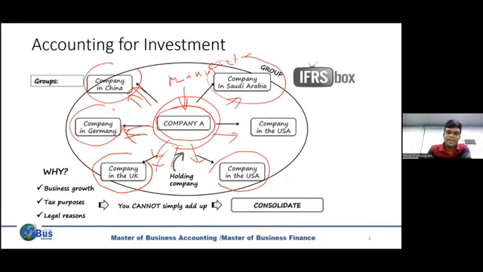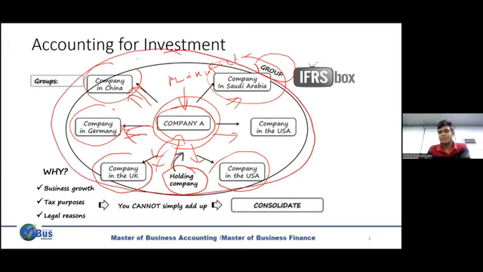And my company A, which is holding the shares of these companies, we call the holding company, or we can call it the parent company. If you take all the companies together, we call it a group. If we take this circle, we call it a group. So basically, why do we need groups?